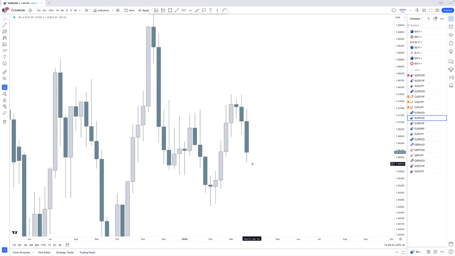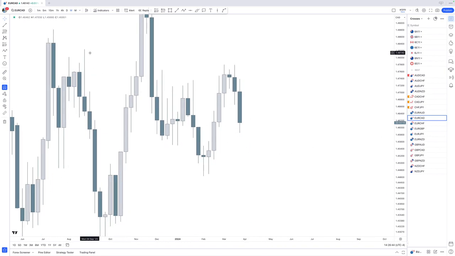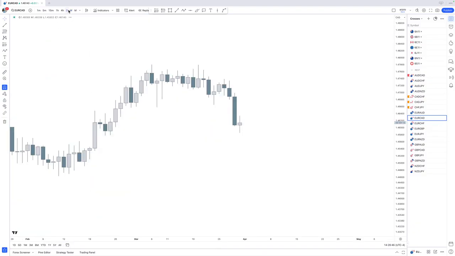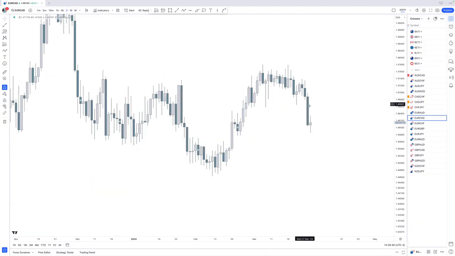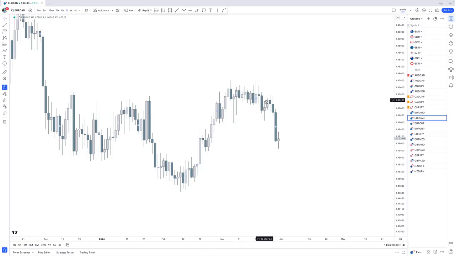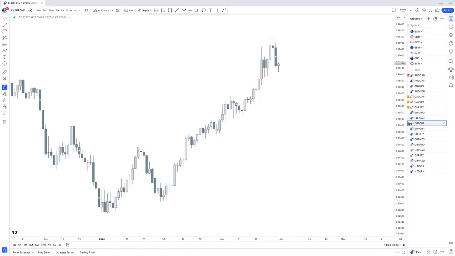Weekly, is there anything clear right here? Well, we can potentially continue lower, but it's just been consolidating for a long period of time. Daily, very ugly price action with a lot of consolidations. Don't like this, move on.